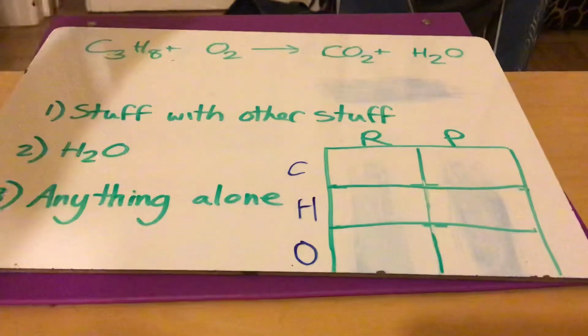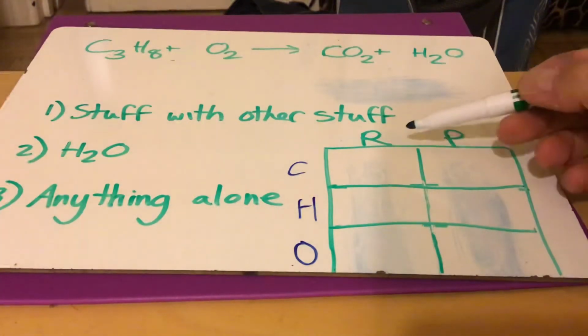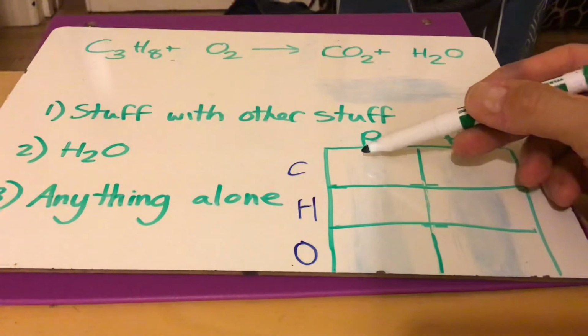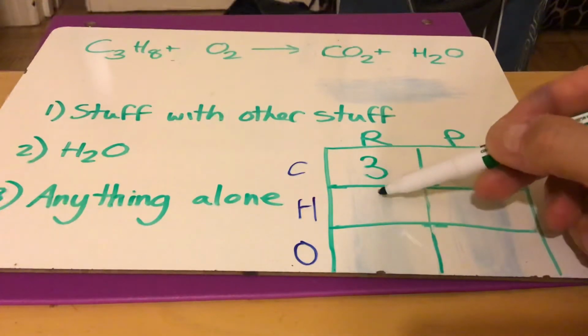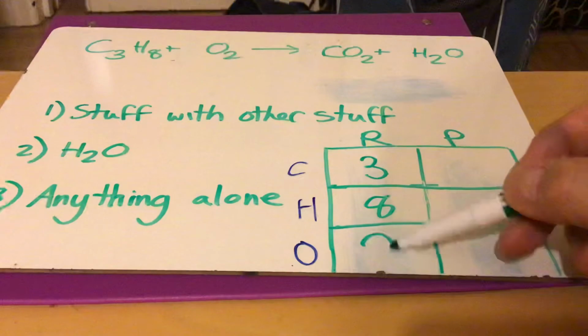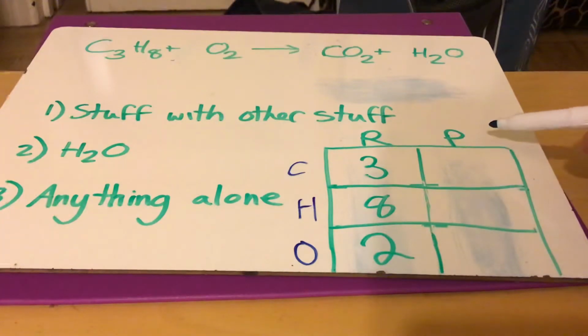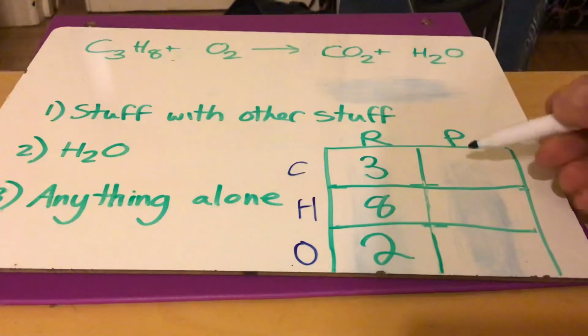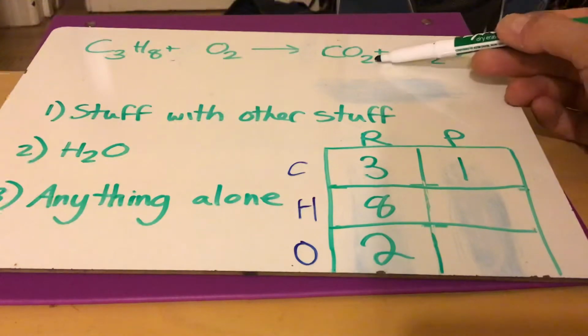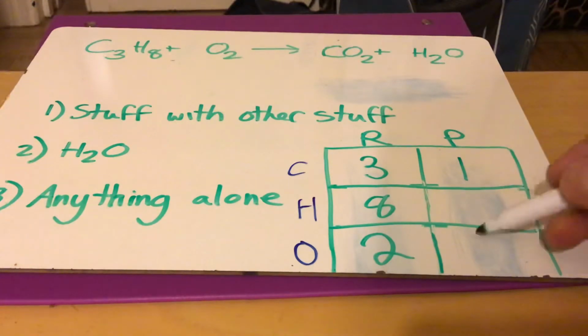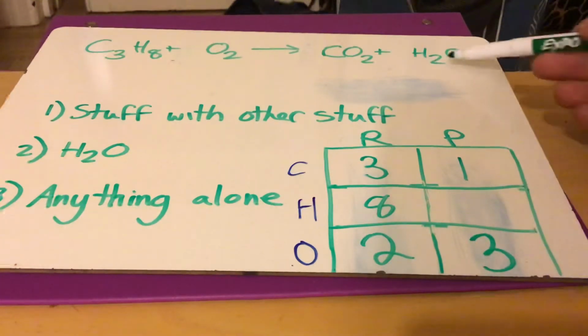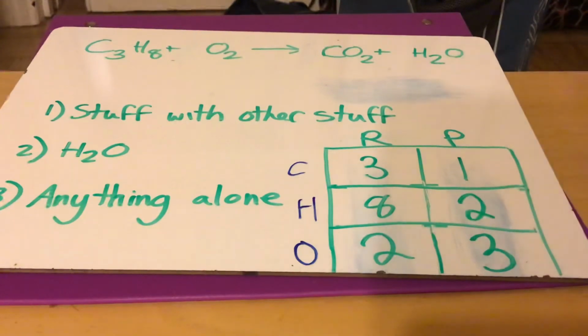On the left side, which I labeled R for reactants, we have 3 carbons, 8 hydrogens, and 2 oxygens. On the right side, the product side, we have 1 carbon, 2 oxygens plus 1 more is 3 oxygens, and we have just those 2 hydrogens.